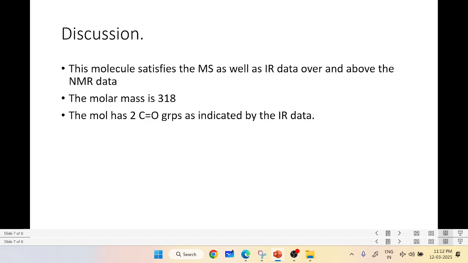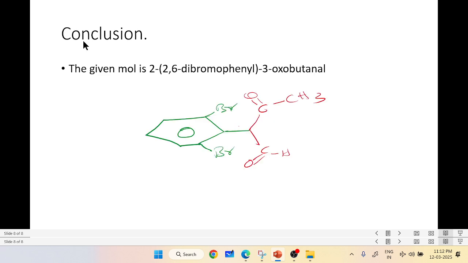Putting all this data together, we can conclude that this molecule satisfies the MS as well as the IR data, whatever structure we have deduced. The molar mass of the structure comes to 318, and there are also carbonyl groups, as indicated by the IR data. You can also see the aromatic ring and the aliphatic carbon. All those things are satisfied by this molecule. So the conclusion is the given molecule is 2-(2,6-dibromophenyl)-3-oxobutanal.